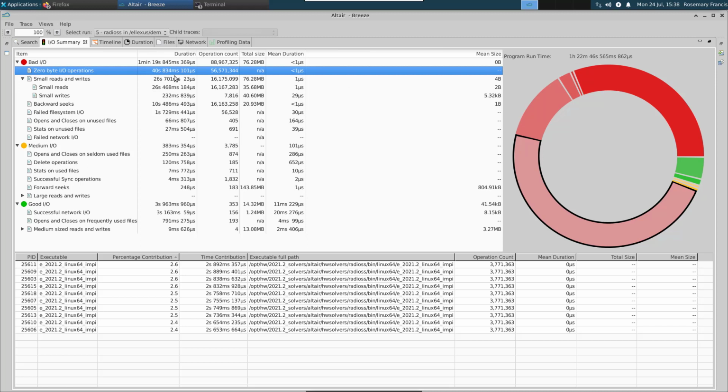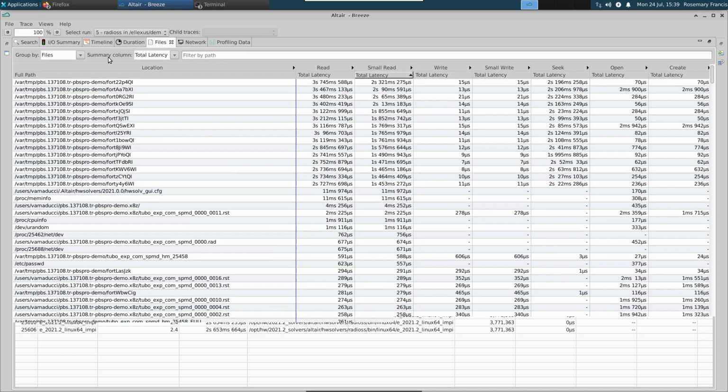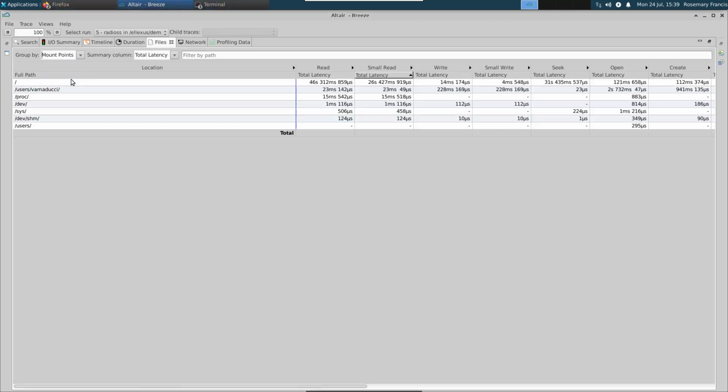This is as expected, and it does just over a minute of bad I/O, which is 40 seconds of 0-byte I/O operations, 26 seconds of small reads, and 10 seconds of backward seeks. Let's switch to the mount point view to see where that I/O is taking place.